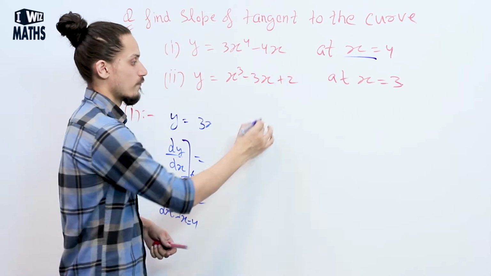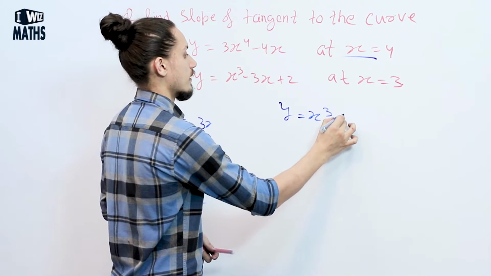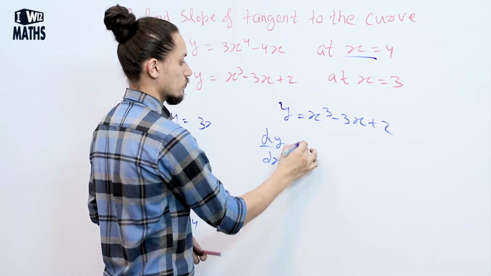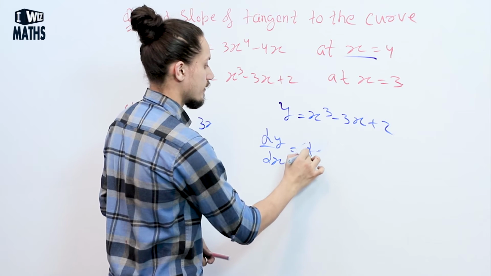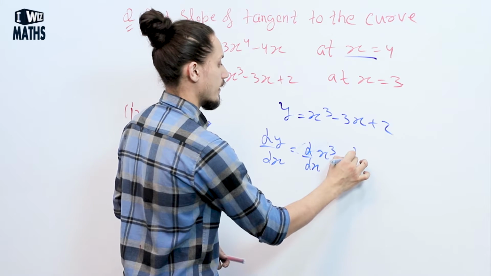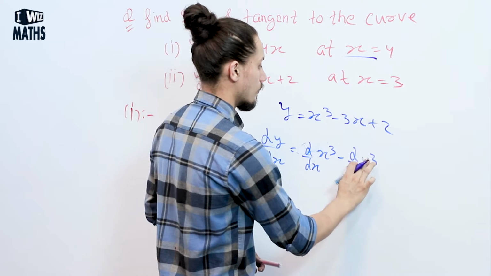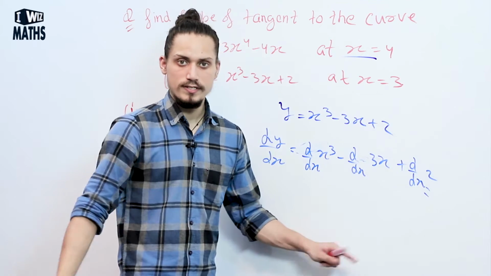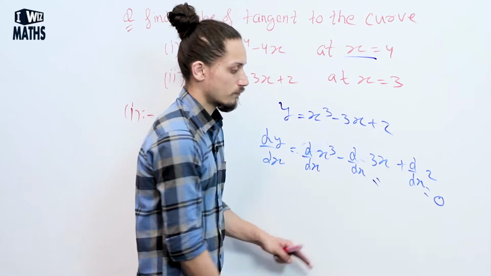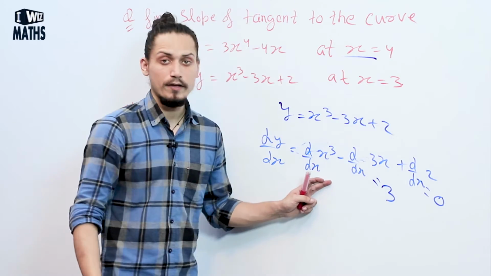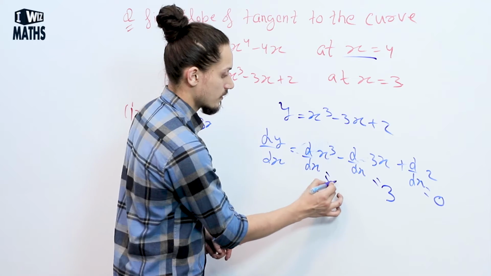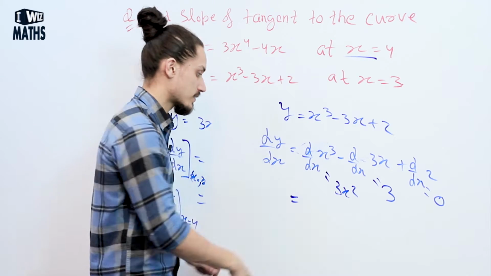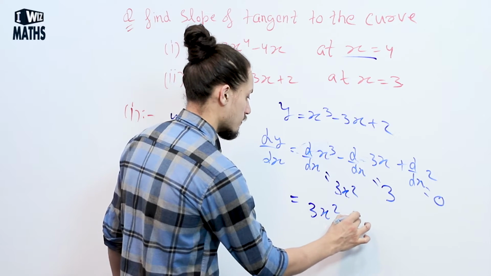For the second curve we have y is equal to x cube minus 3x plus 2, and dy/dx is equal to d/dx of x cube minus d/dx of 3x plus d/dx of 2. Now the derivative of a constant is 0, the derivative of 3x will be equal to 3, and the derivative of x cube will be equal to 3x raised to power 2. So we get the derivative of y with respect to x as 3x square minus 3.